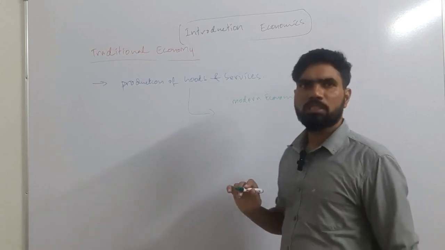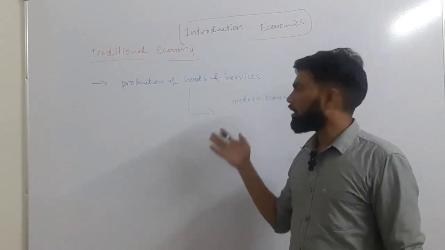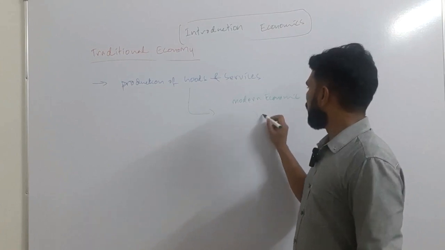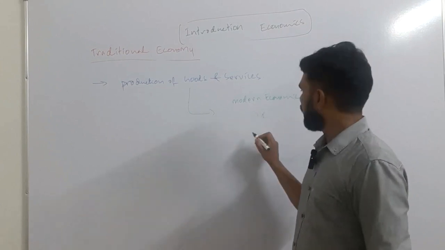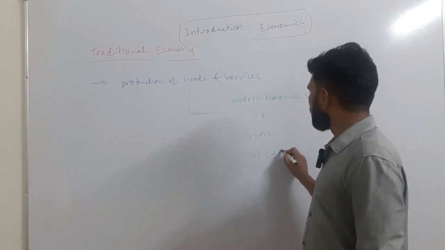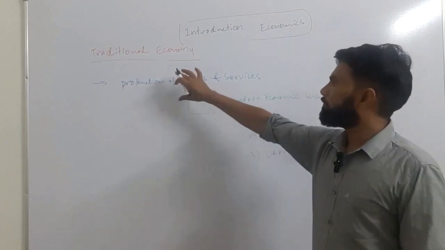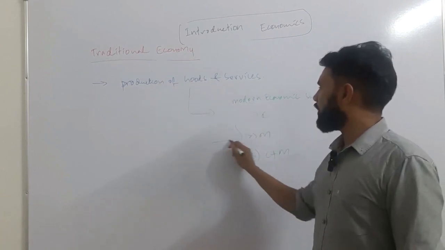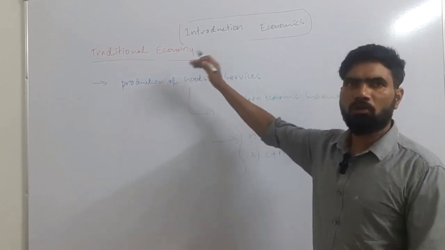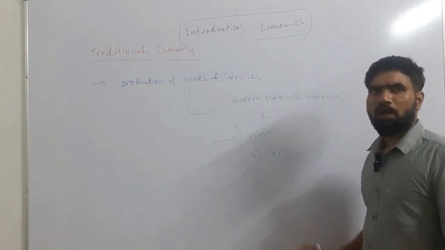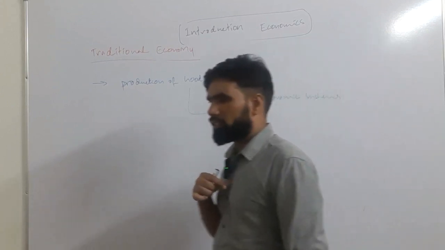Modern economic systems are the present economic systems. The first is the market economy or command economy. The second one is the market economy. The third one is a mix of them, command plus market economy. If this economic system is interacting with one of these systems, then it is called a traditional economic system.